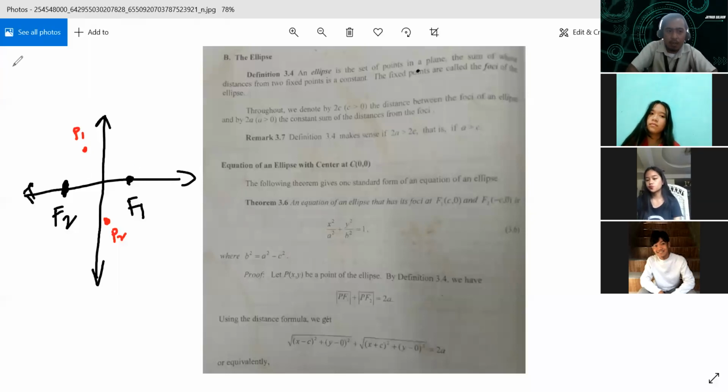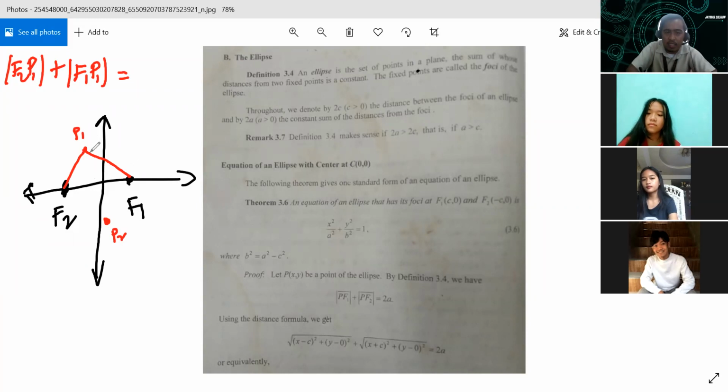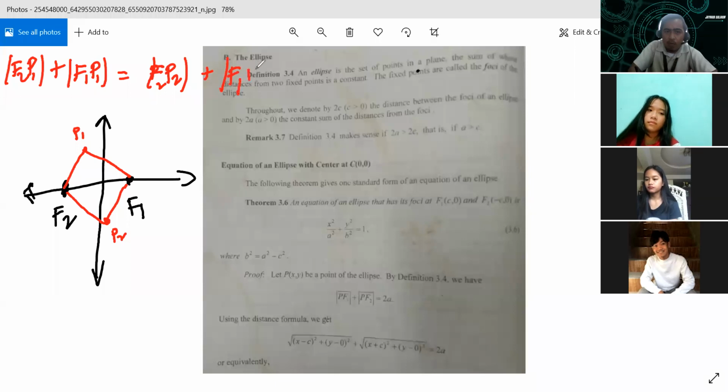Something like, if you have the distance F2 to P1 plus the distance of F1 to P1, the sum of those distances should be equal to the sum of these distances. It means if you get the distance from F2 to P2 plus the distance of your F1 to your P2, the sum of the distances should be equal to the sum of the other point.